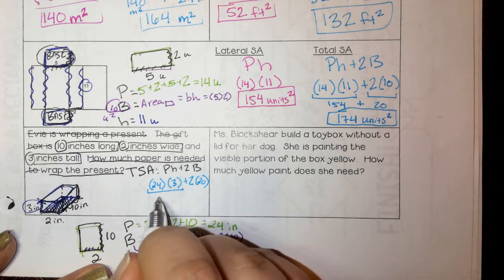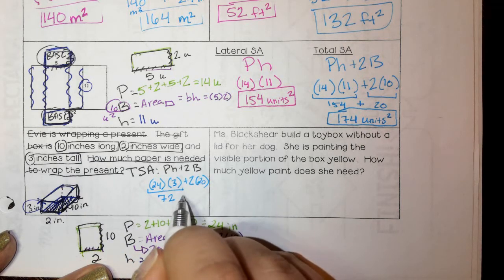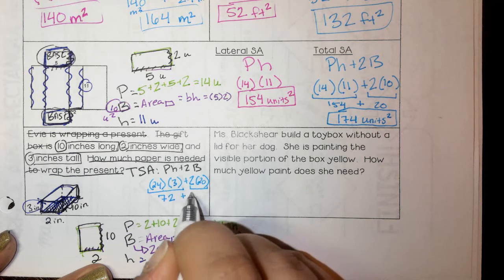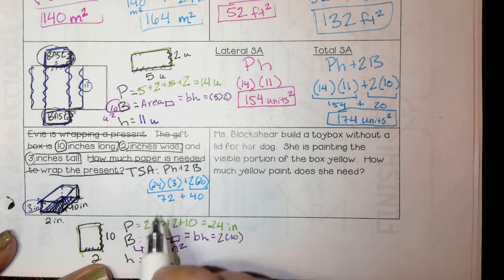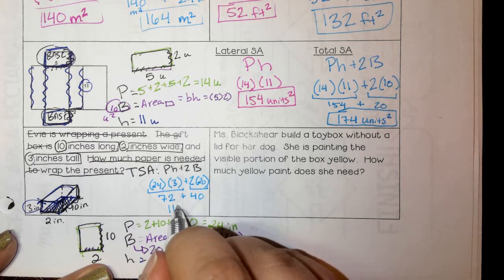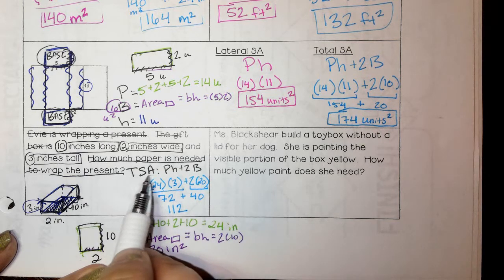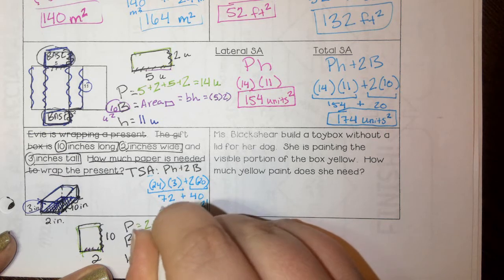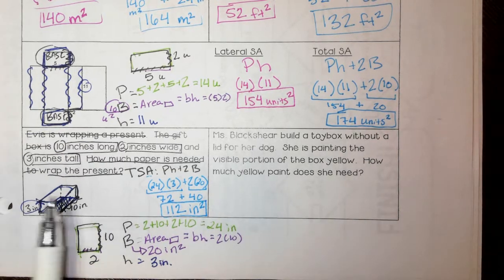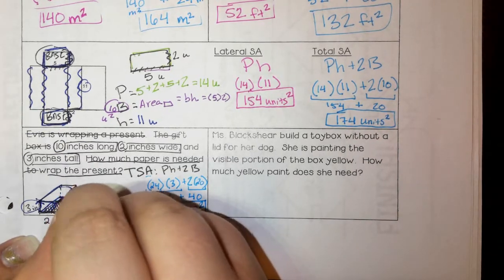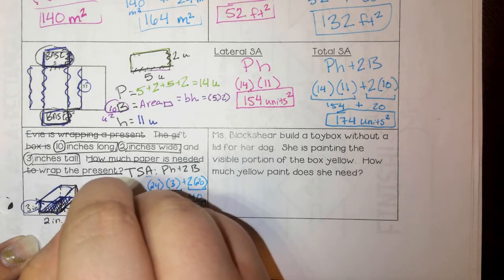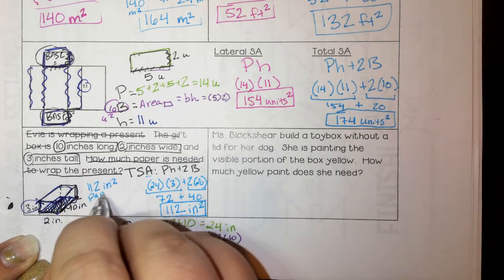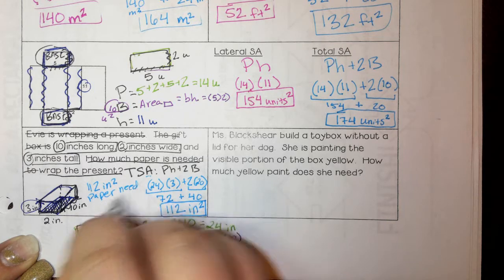24 times 3 is 72, plus 2 times 20, which is 40. That is going to be 112. This is a type of area, so this is 112 inches squared. That is how much paper is needed to wrap this present. 112 square inches of paper is needed to wrap the present.